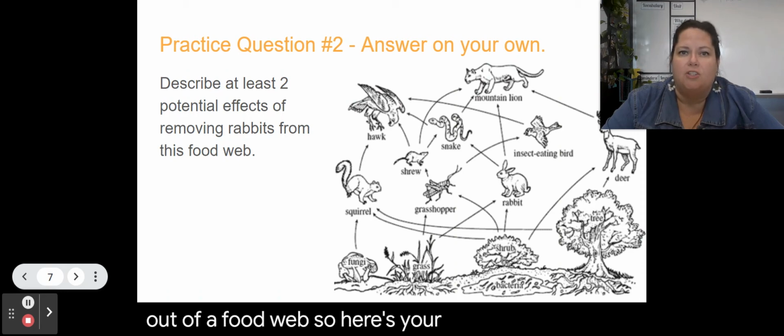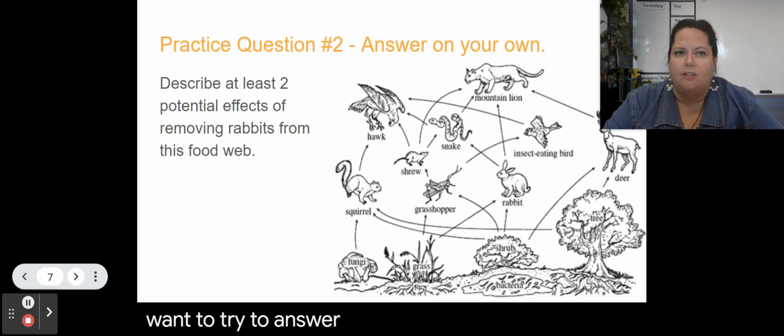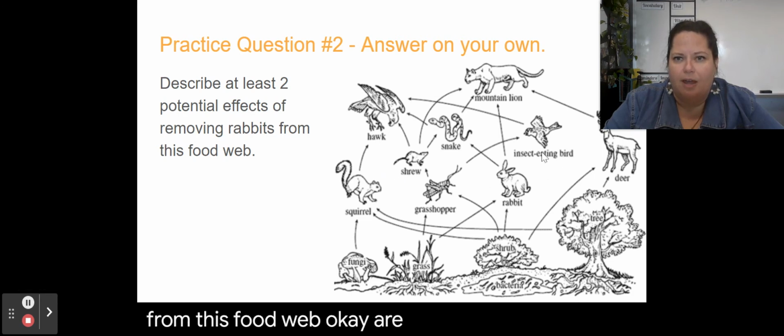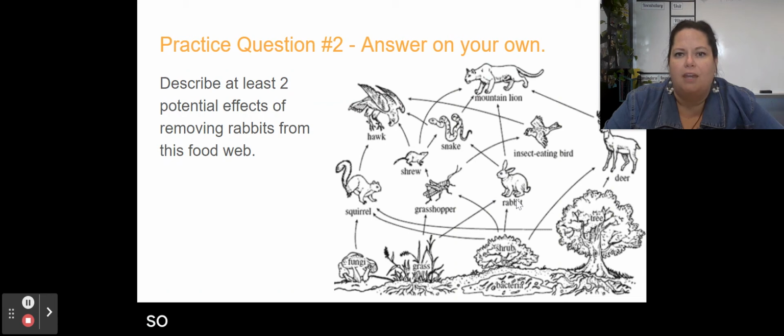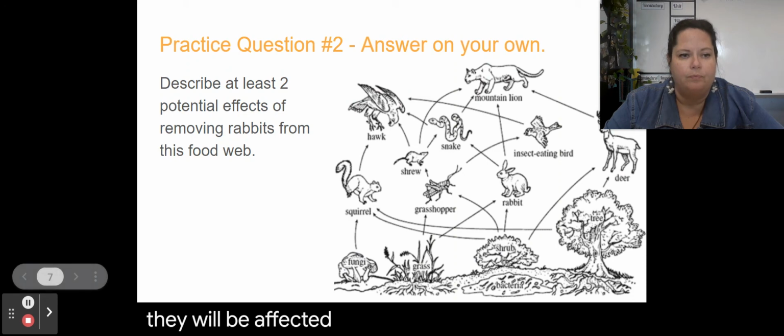So here's your practice question number 2. You have this diagram in your notes. I want you to try to answer this on your own. Give me at least 2 potential effects of removing the rabbits from this food web. Okay, our rabbit is right here. So pick 2 other species and tell me how they will be affected.